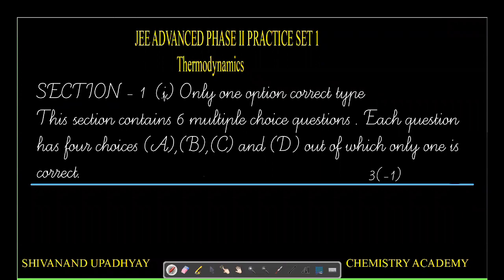So section 1, only one option correct type. This section contains 6 multiple choice questions. Each question has 4 choices A, B, C, D, out of which only one is correct. This is the marking scheme: plus 3 and minus 1.